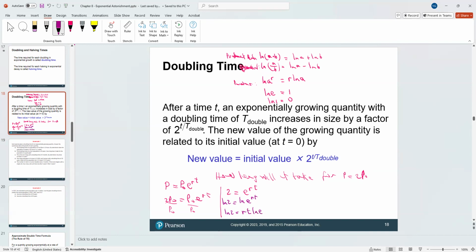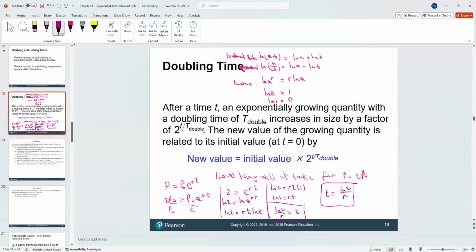So if we use the power rule property, ln 2 is equal to rT times 1, because we said ln e is equal to 1. So ln 2 equals rT. If we divide both sides by r, we have ln 2 over r equal to T. At some point, you can say this is the time it takes for a population to double, or the time it takes for interest to double. So it all depends on what you want to do.